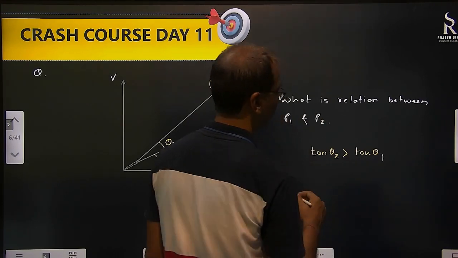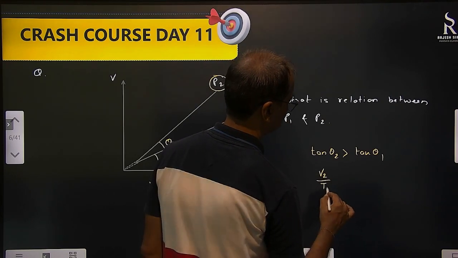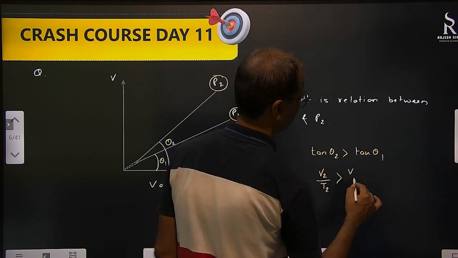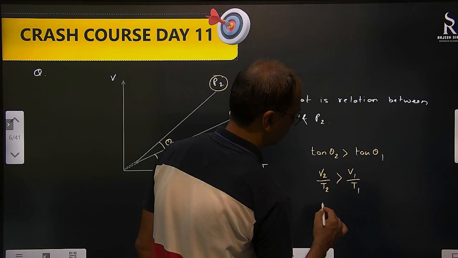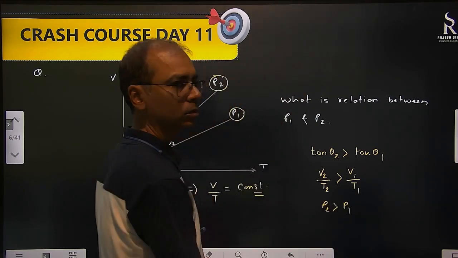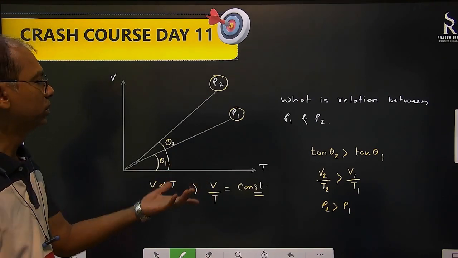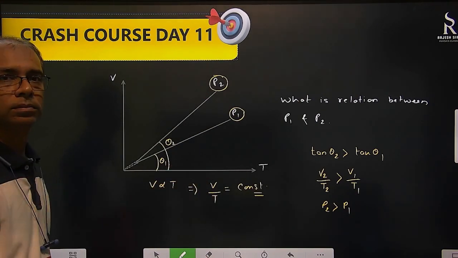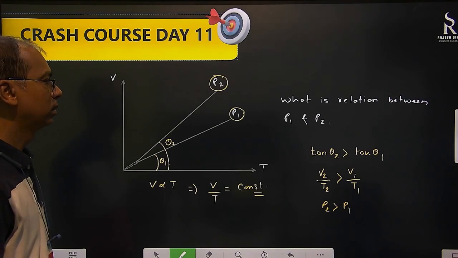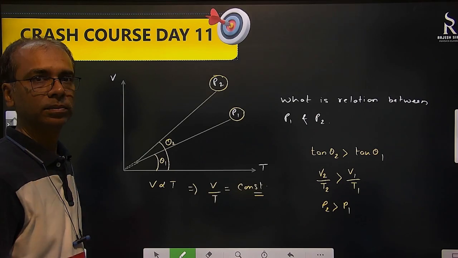Okay, tan theta 2 represents what? Tan theta 2 represents V2 by T2 and this represents V1 by T1. And V2 by T2 is what? P2. And V1 by T1 is what? P1. Okay, so what you can say? P2 is greater than P1 in this case. There's no doubt about that. Okay, so slope gives you the value of pressure.